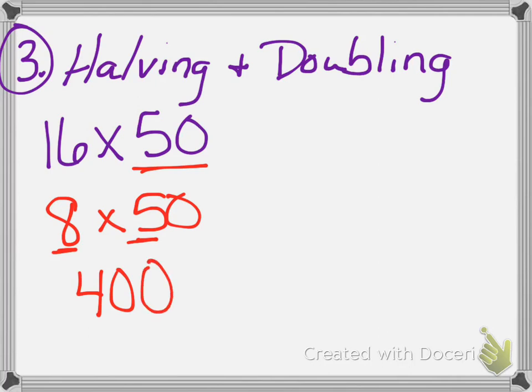So that was halving it, and now I'm going to double it. And so then 16 times 50 is 800.